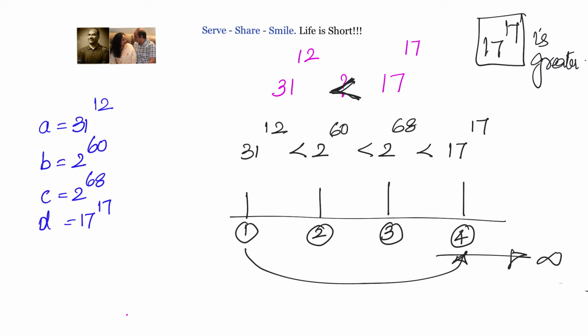Now combining all of them, we can get either A less than B less than C less than D, or A greater than B greater than C greater than D. If we are able to establish any one of them, then we can easily say that in this scenario 31 to the power of 12 is less than 17 to the power of 17. That means 17 to the power of 17 is greater.